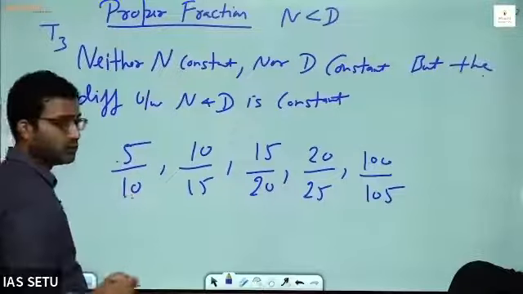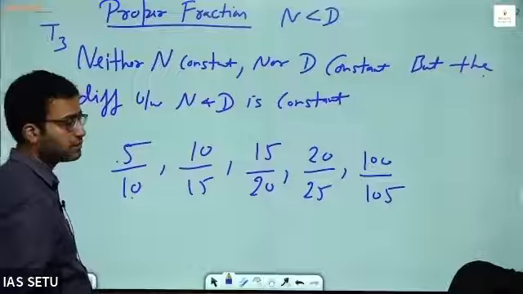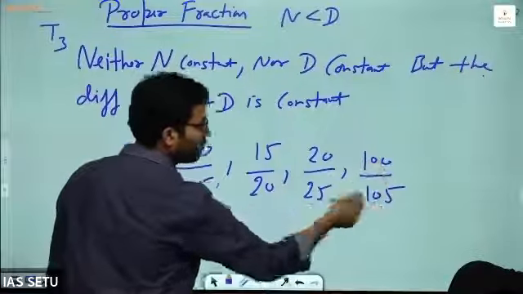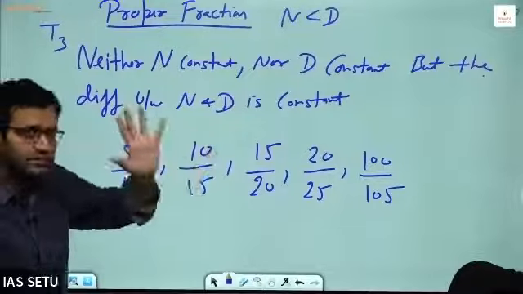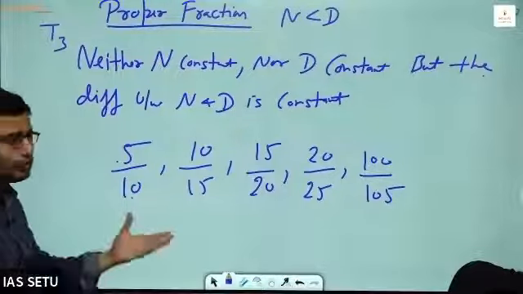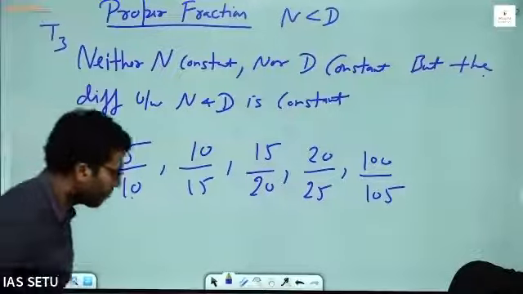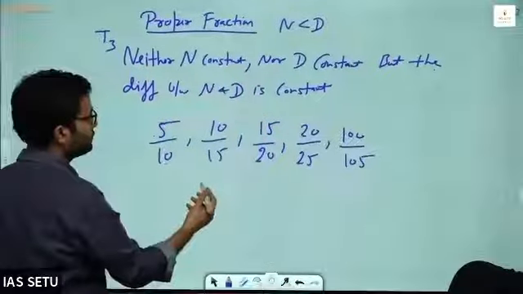5 and 10 difference is 5, 10 and 15 difference is 5, 15 and 20 difference is 5, 20 and 25 difference is 5, even 100 and 105 difference is 5. All these numerator denominator differences are 5. No need to use LCM method, and it is very simple. And like here, it has to be a proper fraction.